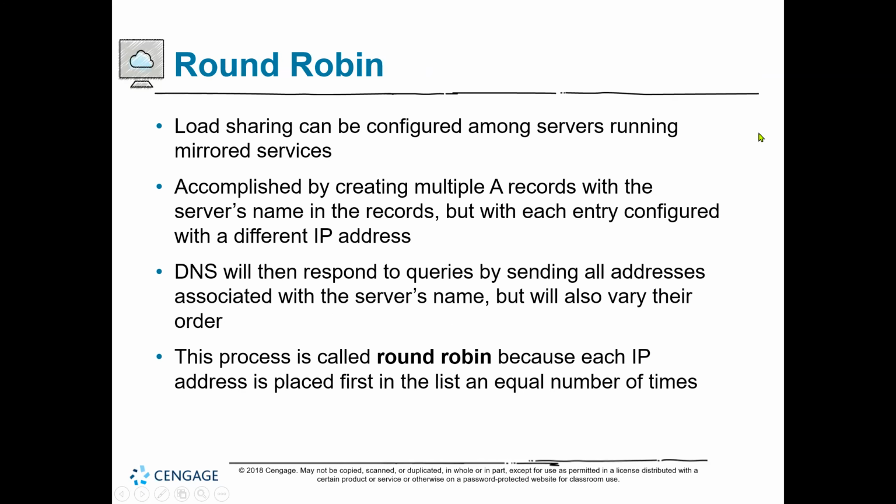Round robin. Load sharing can be configured among servers running mirrored services, accomplished by creating multiple A records with the server's name in the records, but with each entry configured with a different IP address. DNS will then respond to queries by sending all addresses associated with the server's name, but will also vary their order. This process is called round robin because each IP address is placed first in the list an equal number of times.